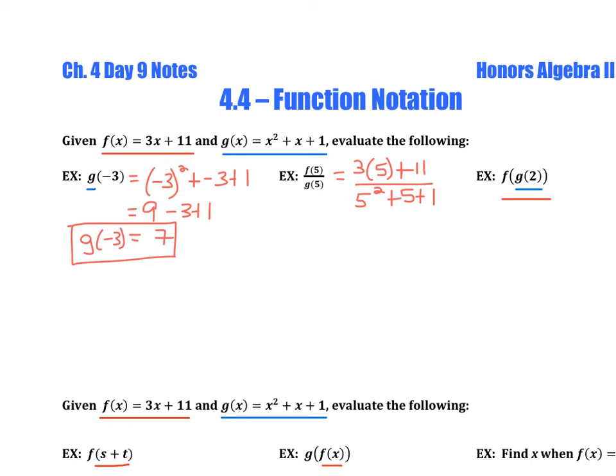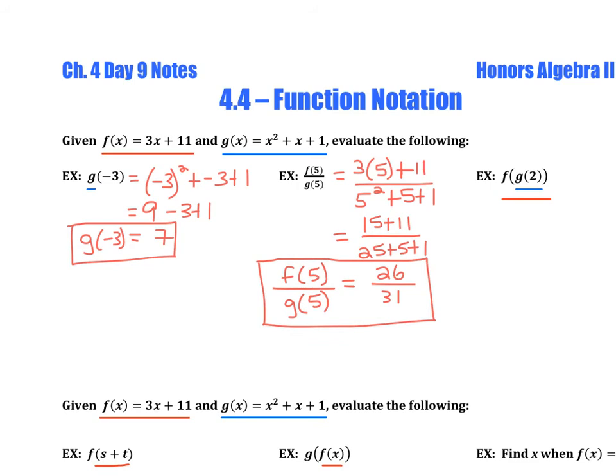And then we'll go through and we'll simplify. So we've got 15 plus 11 in the numerator. We've got 25 plus 5 plus 1 in the denominator. So we'll have 26 in the numerator and 31 in the denominator. Obviously, as a fraction, I can't simplify that anymore. Do not give us a decimal answer. So f of 5 divided by g of 5 is going to be equal to 26 over 31.